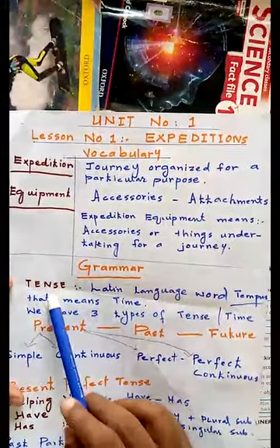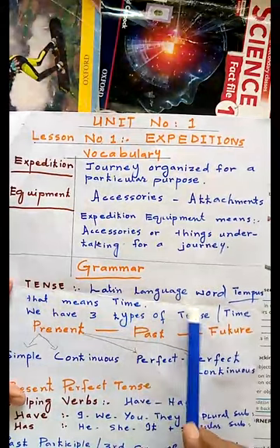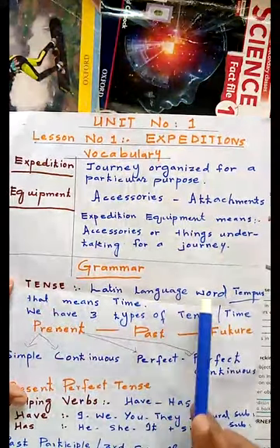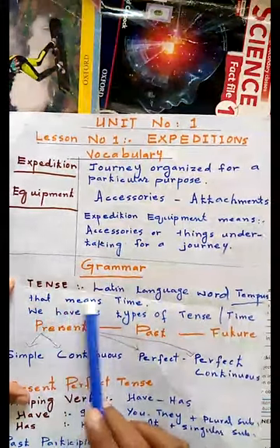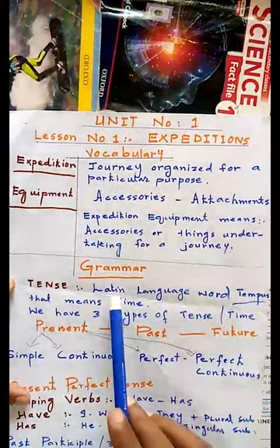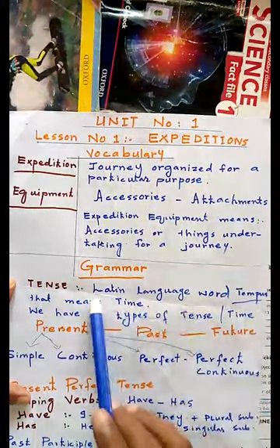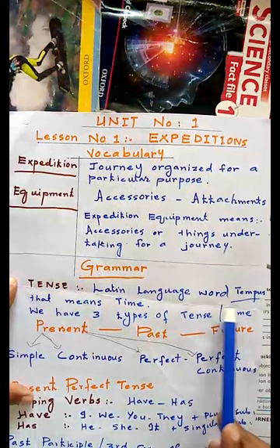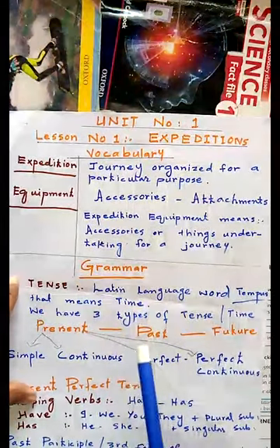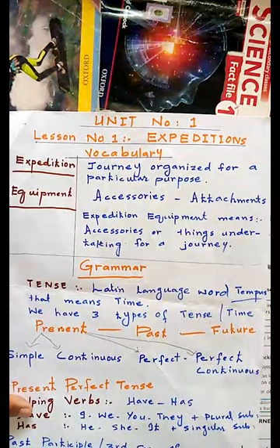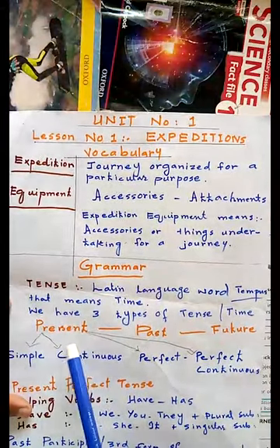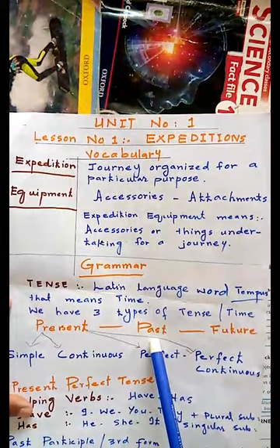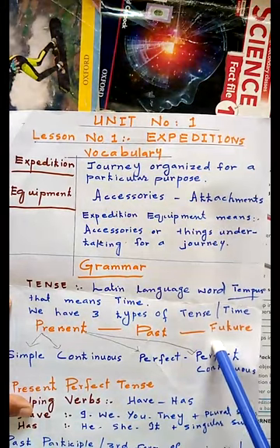What is the meaning of tense? Tense is a Latin language word. Tense is derived from the Latin word tempus, which means time. So students, we have three types of tense or time. First is present, second is past, and number three is future.